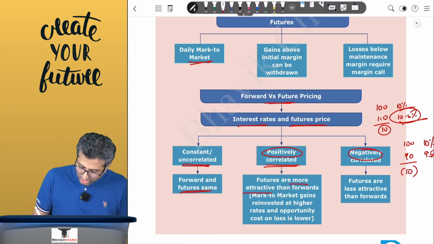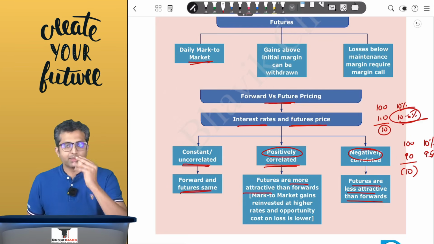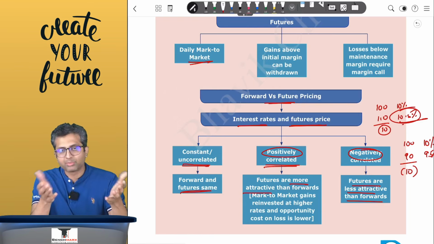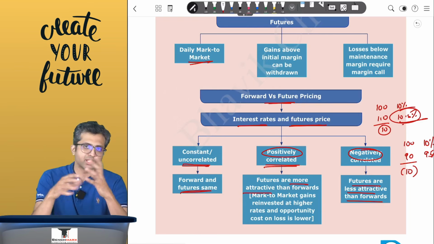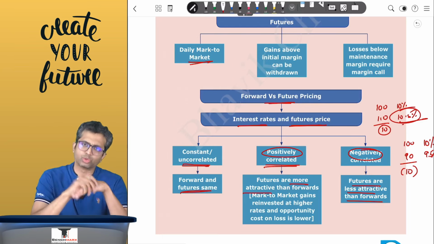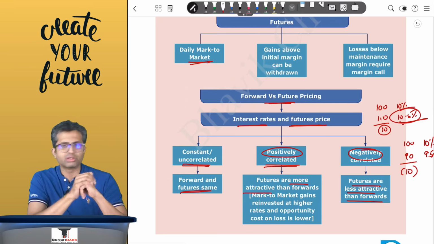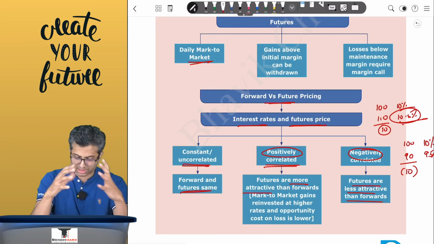The other way around, if they are negatively correlated, then futures are less attractive than forwards, because if the price of futures increases, there is a gain, but you can reinvest it at a lower rate. If the price falls, you'll have to borrow at a higher rate, in which case futures become adverse as compared to the forward. So largely the futures and forward pricing should be the same, except for interest rate. It can come in an MCQ, so this is the understanding that you will deploy.